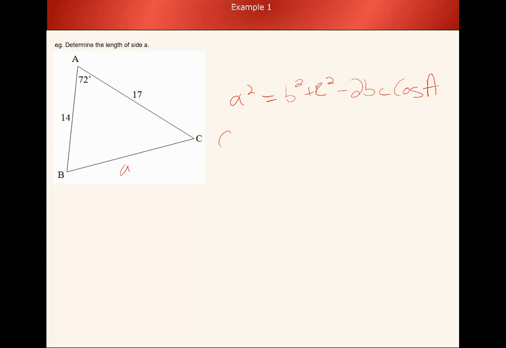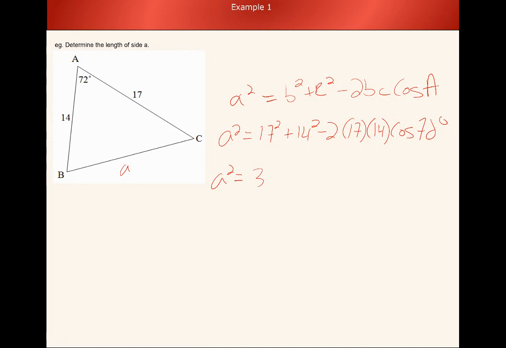That's the 72. So it's going to be a squared equals, I'm going to try and cram all this in here. What's side B? 17 squared plus 14 squared minus 2 times 17 times 14 times the cosine of 72 degrees. Now, if you're good enough with your calculator, you should be able to punch all this in one step. Just listen to what I do. 17 squared, should have a squared button on your calculator, plus 14 squared minus 2 times 17 times 14 times cos 72.